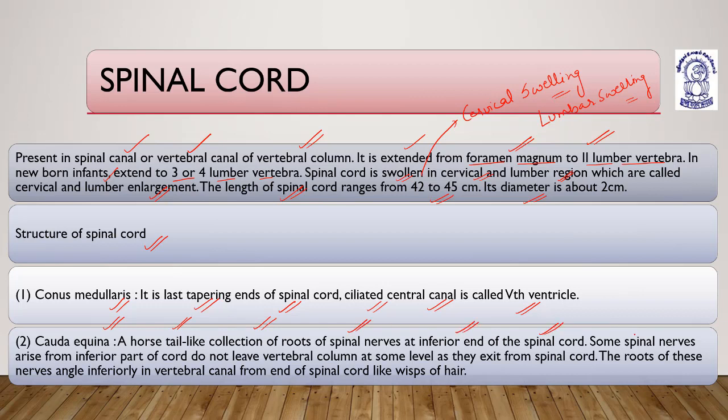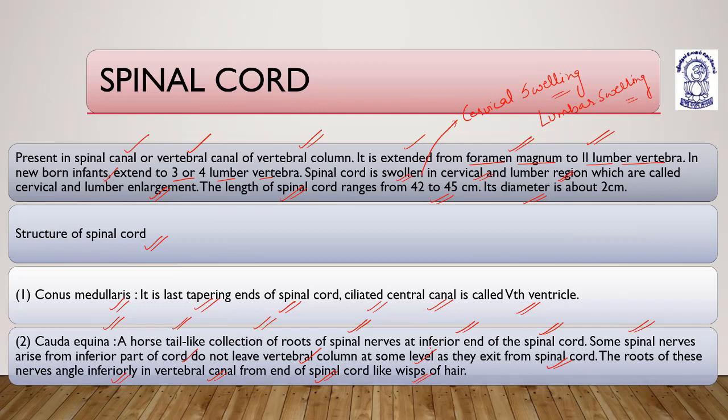Some spinal nerves arise from the inferior part of the cord and do not leave the vertebral column at the same level as they exit from the spinal cord. The roots of these nerves angle inferiorly in the vertebral canal from the end of the spinal cord, like a wisp of hair.